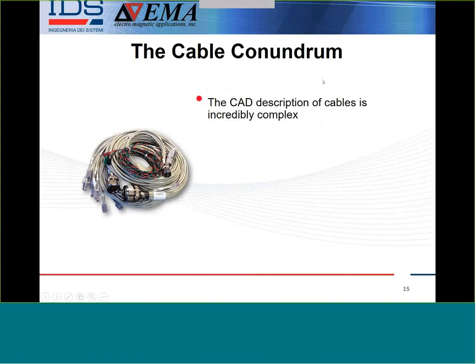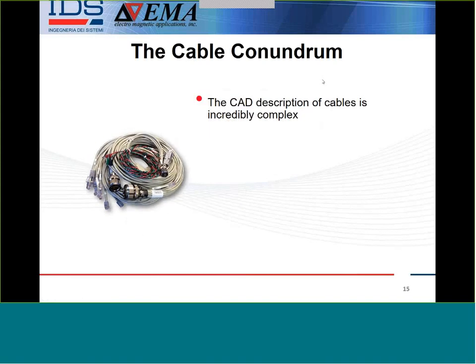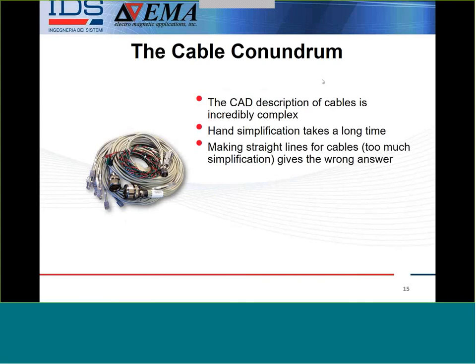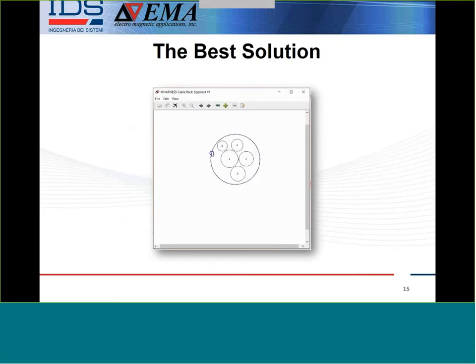So here's a summary of the problem. The CAD description of cables that we get is incredibly complex. Of course, it's complex in the real aircraft as well. Simplifying by hand takes a long time. It's just not practical. And if we just use straight lines for the cables, and ignore the branches and the interior details, that's too much simplification. We get the wrong answer. So what do we want to do?